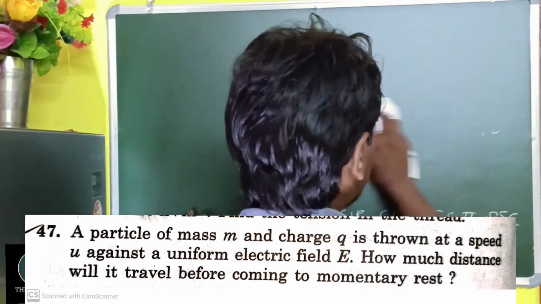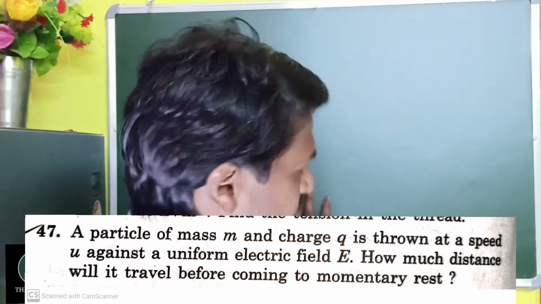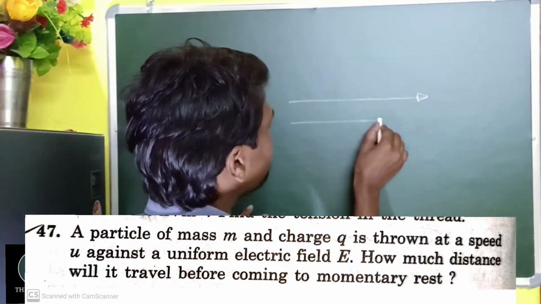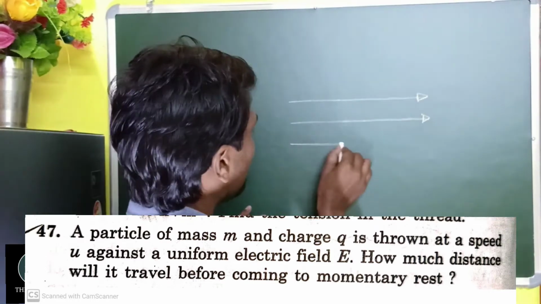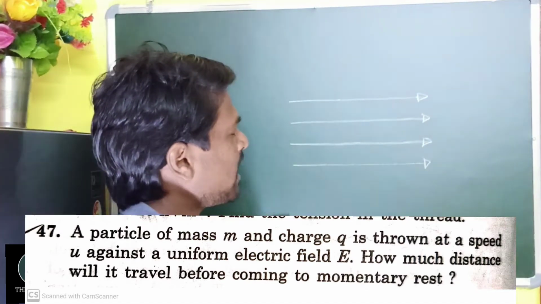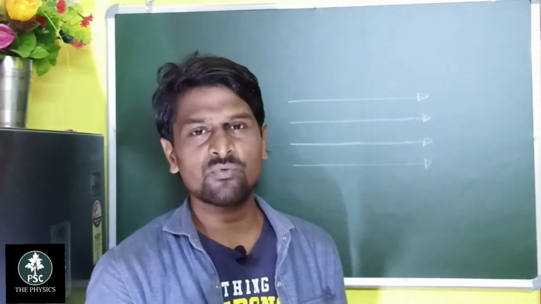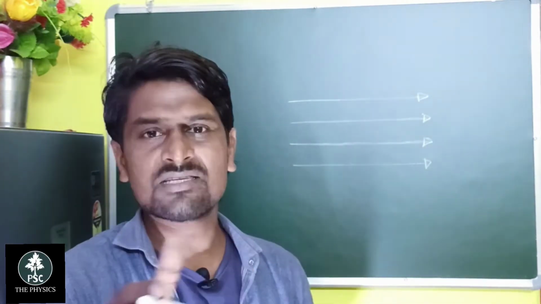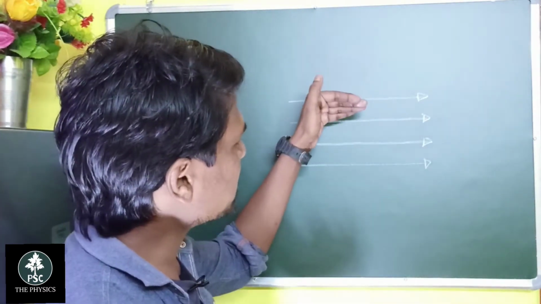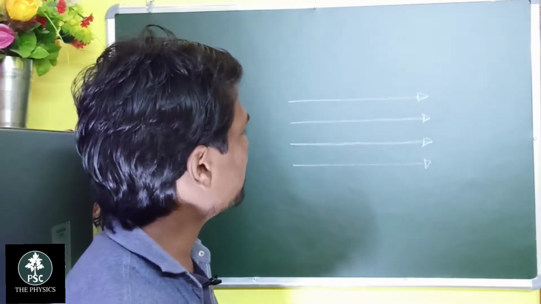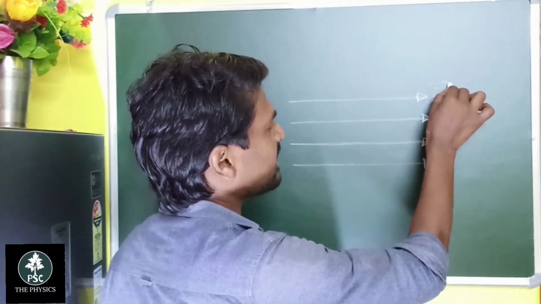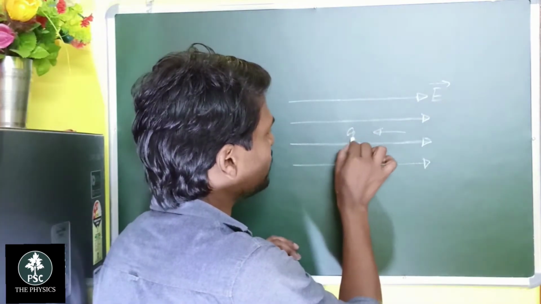So students, there is an electric field here. Okay, so there is an electric field along this direction, and if it is uniform, then you have to represent it with equidistant arrows. And against the electric field, a charge q is thrown along this direction.